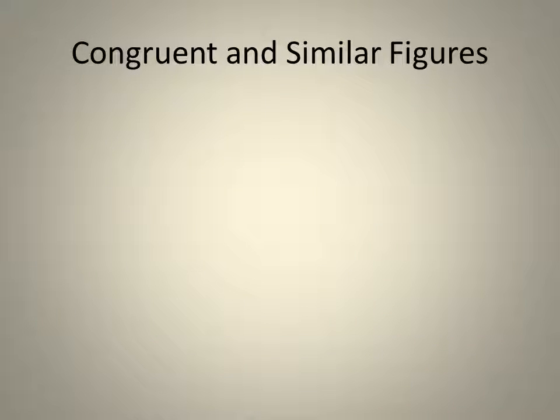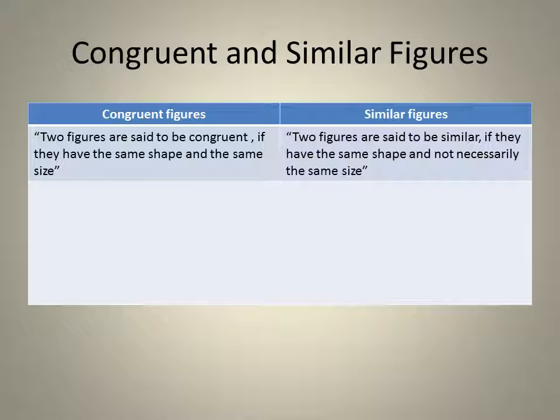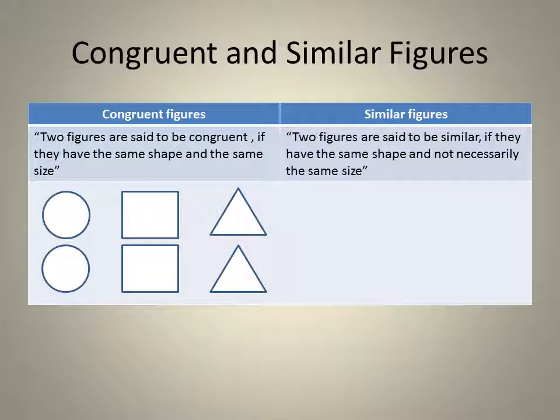I am sure friends you must have studied congruent figures in your previous class. So today we will draw differences between congruent and similar figures. First let us know what congruent and similar figures are. Two figures are said to be congruent if they have the same shape and the same size. Let's see a few examples. I have here two circles, two squares and two triangles. When you look at these figures, you can easily say that they are of the same shape and they are of the same size, right? So it is very much visible that they are of the same shape and the same size.